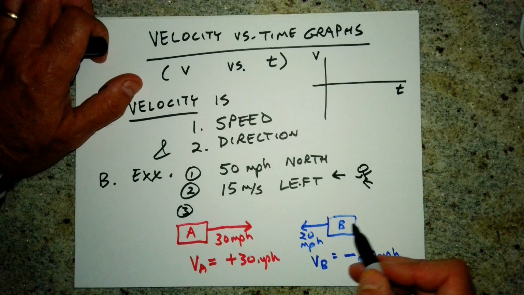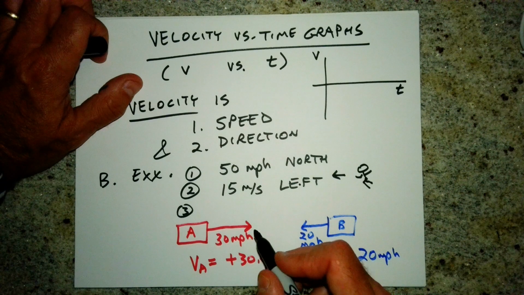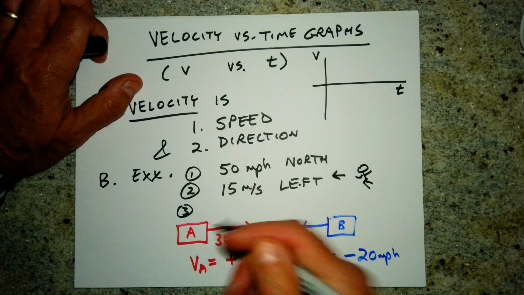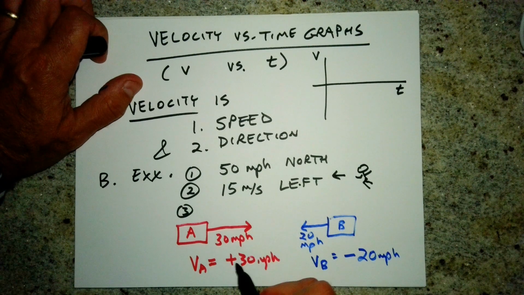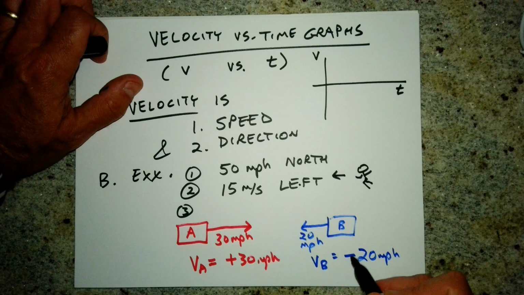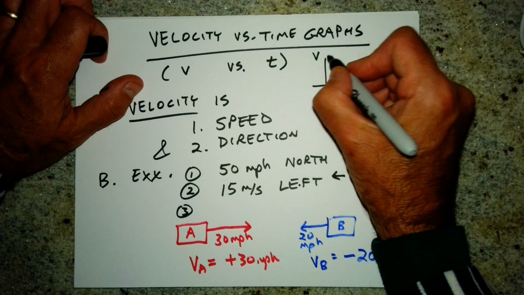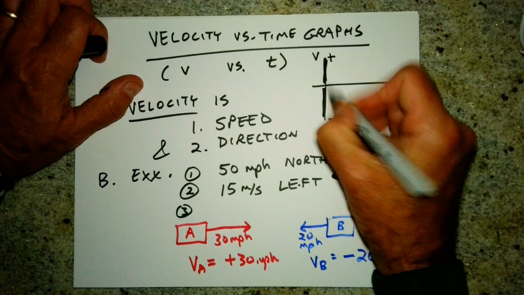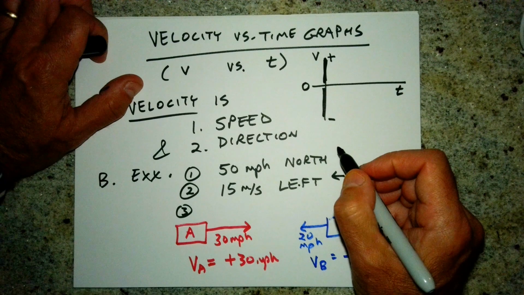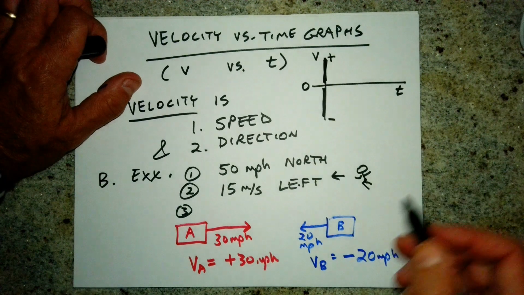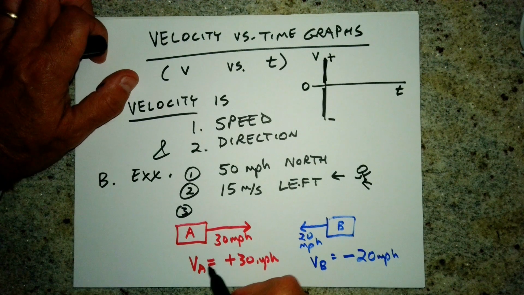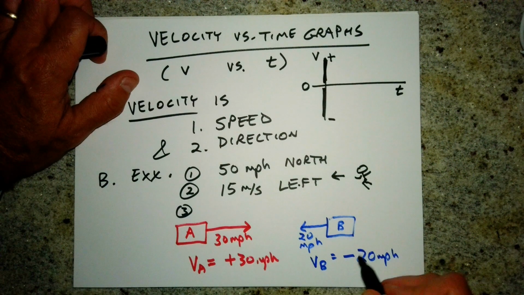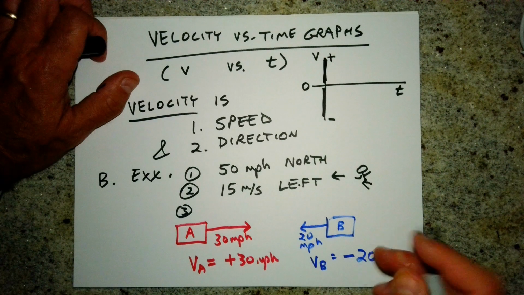Here's a picture of two cars, a red and a blue one, and it shows how we're going to distinguish, how we're going to tell the difference between right and left using math. Moving right will be a positive velocity, moving left will be a negative velocity. We're going to use that on the graph because up here are positive numbers for velocity and down here are negative numbers for velocity, and right in the middle is zero velocity, meaning no speed. That means standing still. So this velocity for car A is positive 30 miles per hour. Velocity for car B is negative 20 miles per hour because car B is moving left.